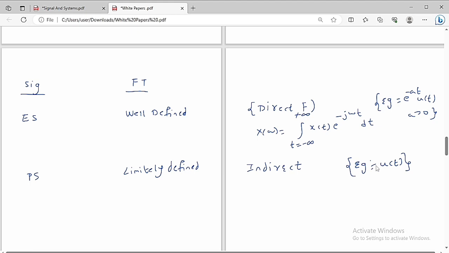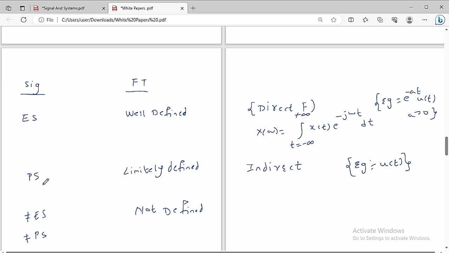Now, if it is neither an energy signal nor a power signal, then the Fourier transform is not defined. Listen carefully. If a given signal is an energy signal, then the Fourier transform is well defined, meaning it is defined for each and every value of omega. Then we can use the direct formula to get the Fourier transform. The best example is e to the power of minus at into u of t. This is an energy signal.